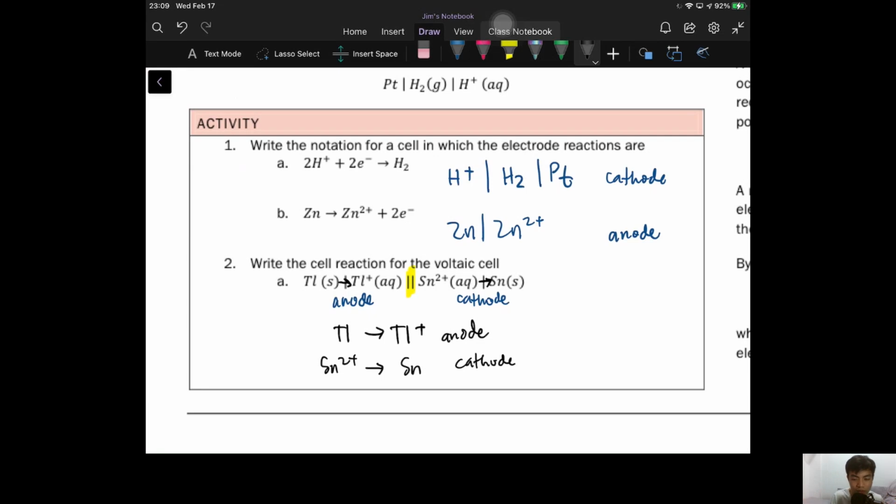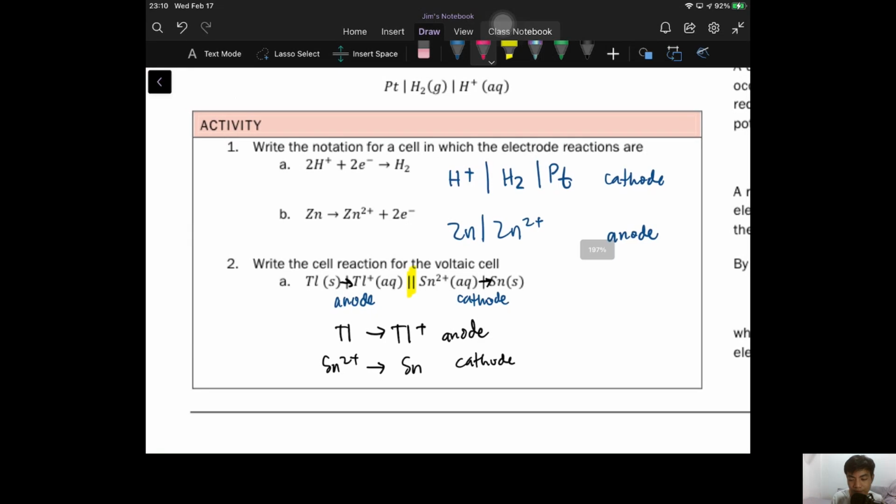Then you will have your half equations na. So if you want to balance that, madali na lang yan. Lagyan mo ng electron, then pagsamahin mo sila. Okay? So di ko na gagawin yan. Kaya na mag-balance yan.